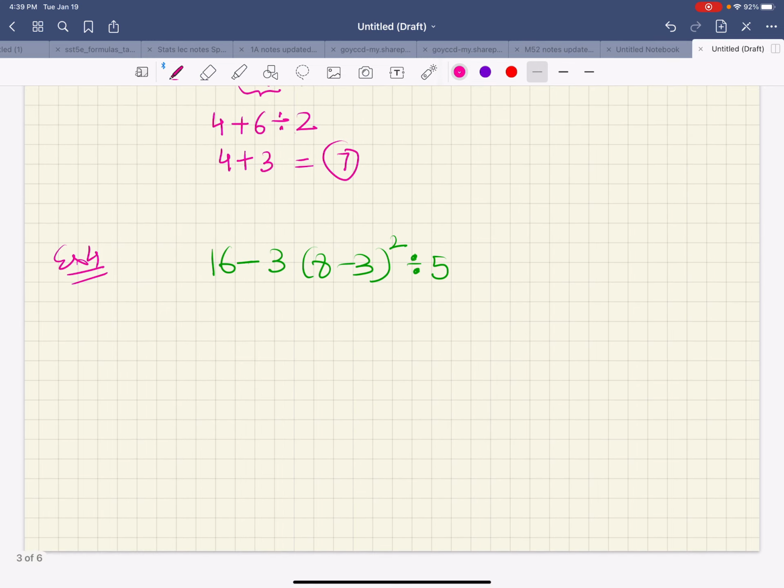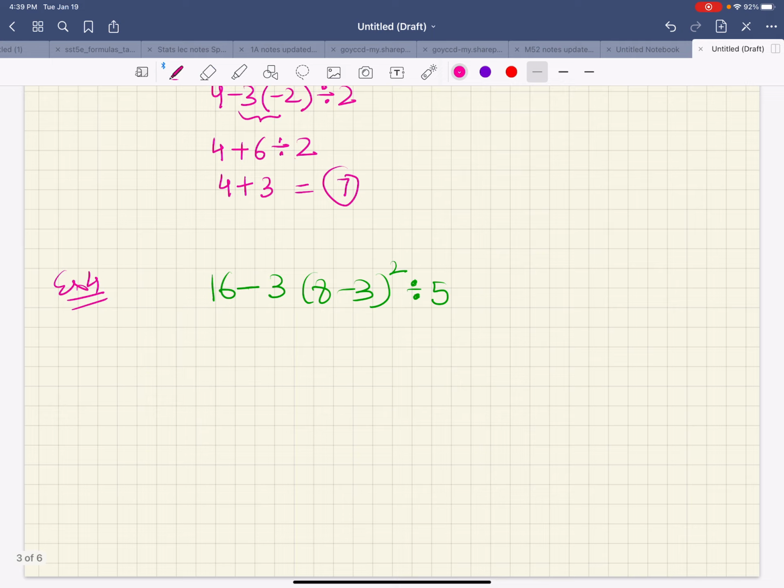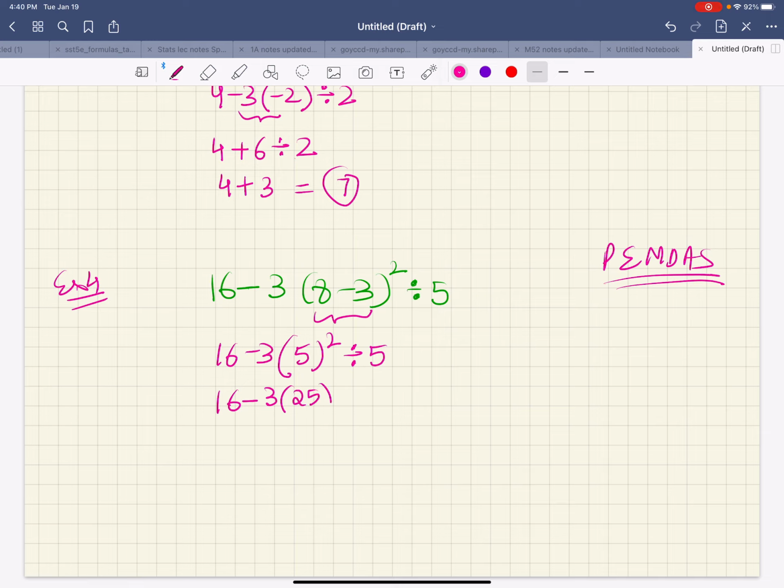Here's another example, example number 4. So again, remember your PEMDAS, follow the steps in order, one step at a time. So first thing I see here is parentheses. I'm going to attack those parentheses. 8 take away 3 is 5, squared, divided by 5. Okay, so now comes the exponents. So 5 squared is 25.